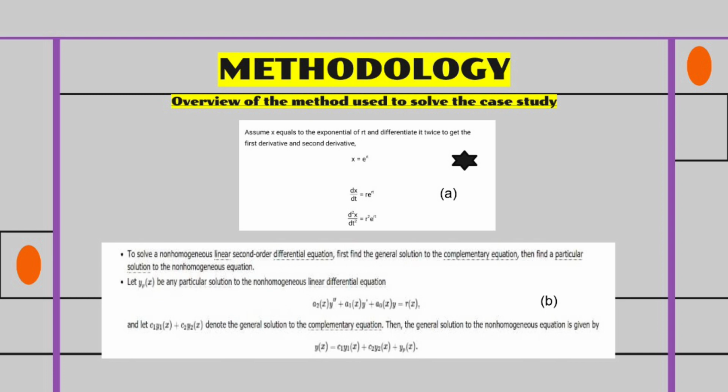First, find the general solution to the complementary equation. Then, find a particular solution to the non-homogeneous equation. Let yp(x) be any particular solution to the non-homogeneous linear differential equation, and let c1 y1(x) plus c2 y2(x) denote the general solution to the complementary equation. Then, the general solution to the non-homogeneous equation is given as below.